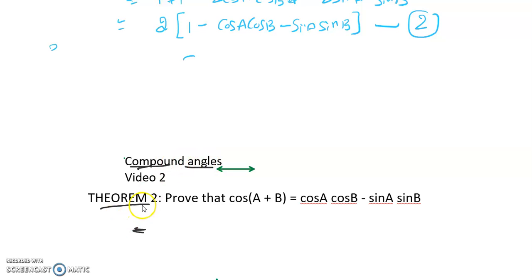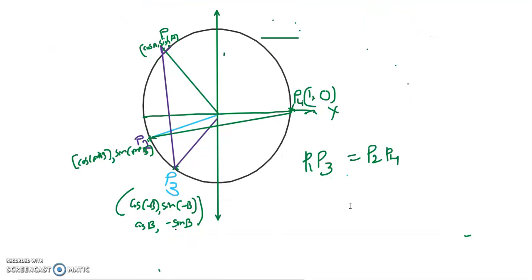In this video I prove the theorem cos of A plus B is equal to cos A cos B minus sin A sin B. In order to prove this theorem, I will consider a unit circle. This is a unit circle, with the x-axis and y-axis, and this is the origin. Origin is the center.